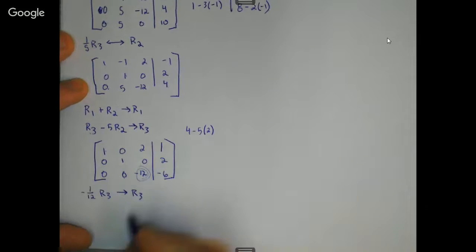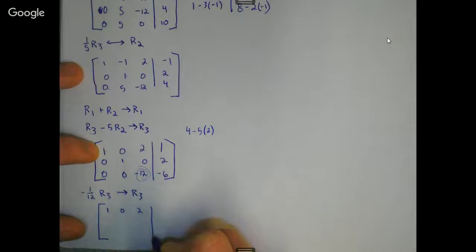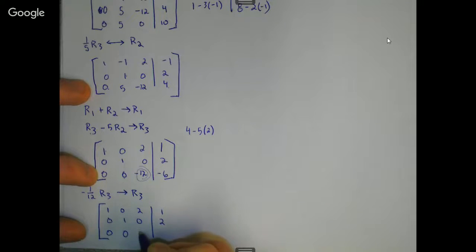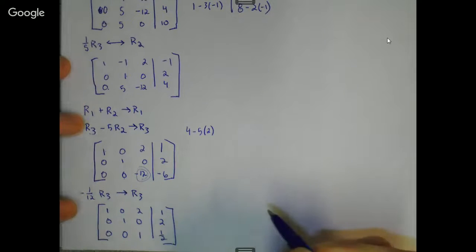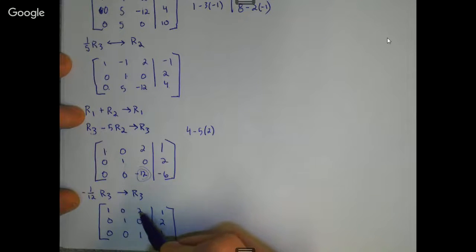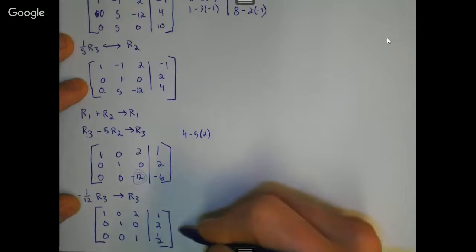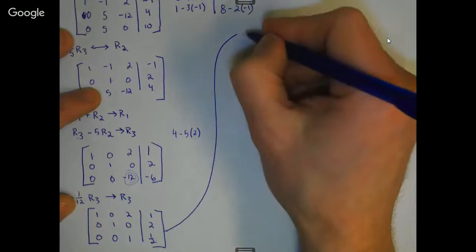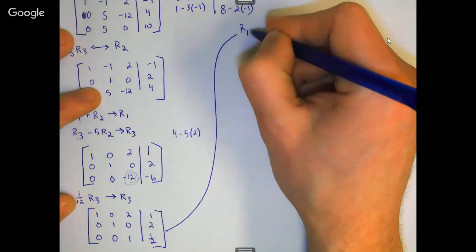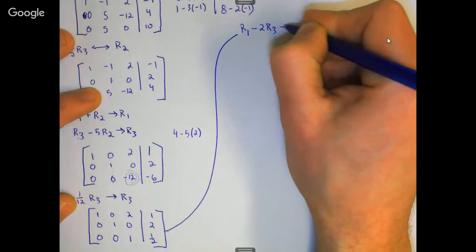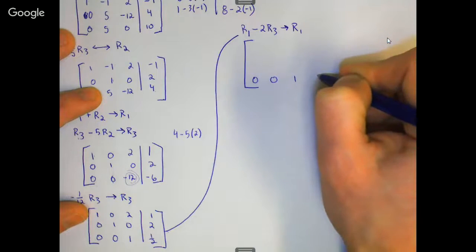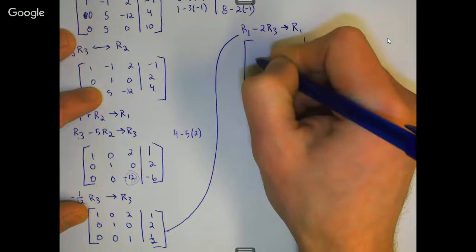Okay, and we're kind of running out of room here. So this row's good. This row is good. This row gets divided by negative 12. So that's a 1.5. But this element has to be a 0. So if we come back up here, row 1 has to change. And we're going to subtract double row 3, put it back into row 1. So row 3 is good. Row 2 is good.